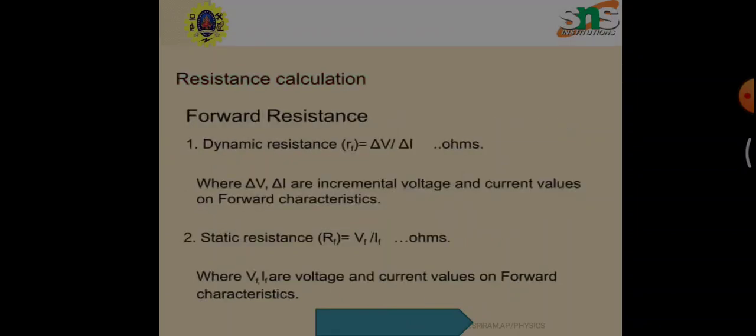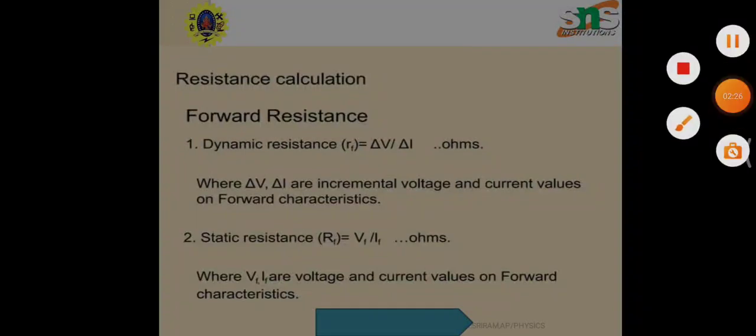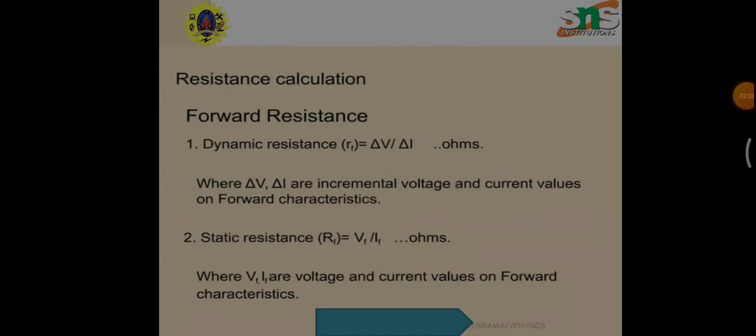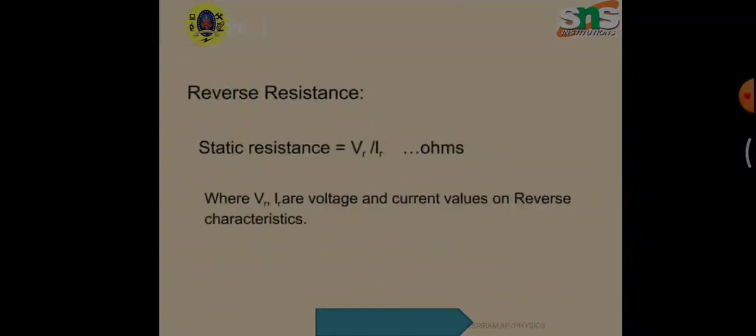And resistance calculations. Forward dynamic resistance is del V divided by del I, in ohms, and we know that del V and del I are the incremental voltage and current values of our characteristics. Static resistance RF is equal to Vf by If, where Vf and If are voltage and current values of our characteristics. For reverse characteristics, static resistance is VR by IR, where VR and IR are voltage and current values of the reverse characteristics.